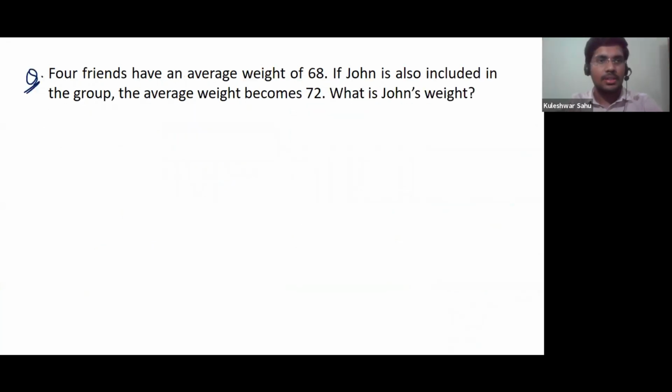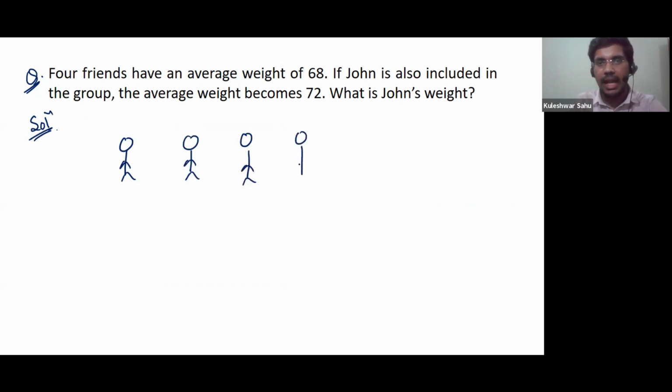The question says four friends have an average weight of 68. If John is also included in the group, the average weight becomes 72. What is John's weight? So, according to the question, there are four people whose average weight is 68. Now we know that average is nothing but equal distribution. So, everybody I can assume as 68 kg.